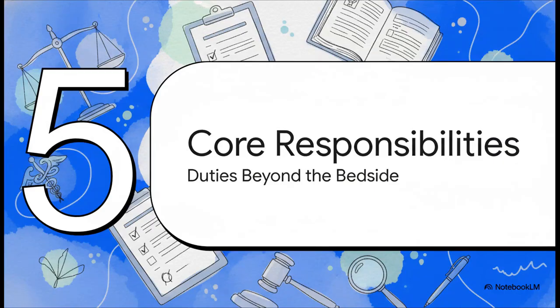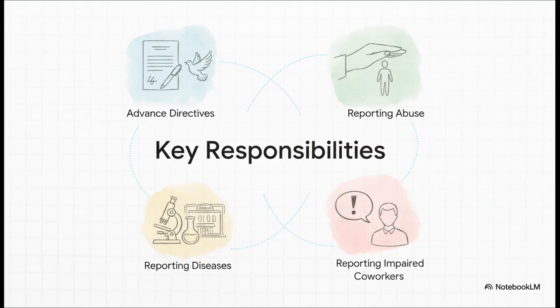Okay, moving on. Your legal responsibilities go way beyond just direct patient care. Let's talk about some other core duties that are a huge part of being a professional nurse. So you've got things like advance directives. That's the living wills and powers of attorney that let people decide their end-of-life care ahead of time. And then there's mandatory reporting, which is a big one. You are legally required to report suspected abuse of a child or an older adult. Same goes for certain communicable diseases. And this can be a tough one. You also have a duty to report a coworker if you think they're impaired. It's all about protecting people who can't protect themselves.